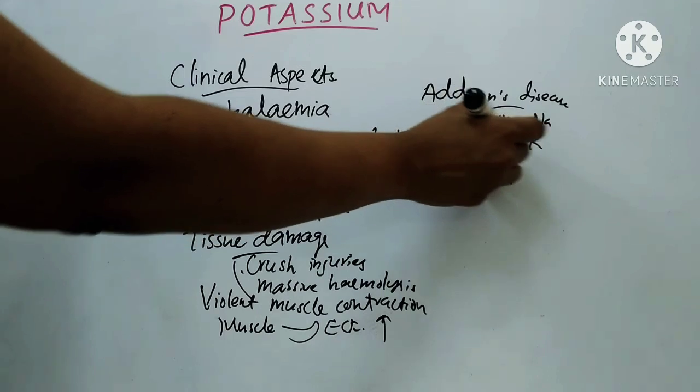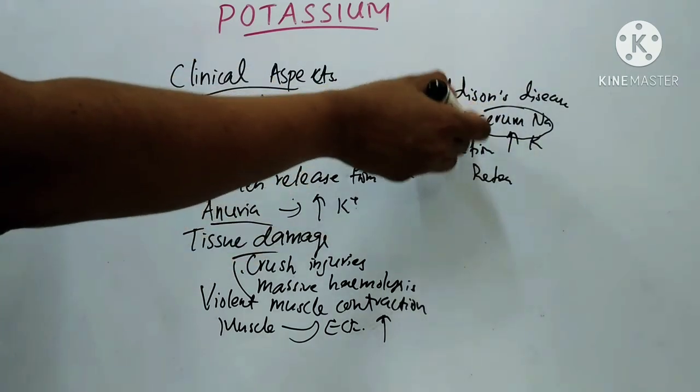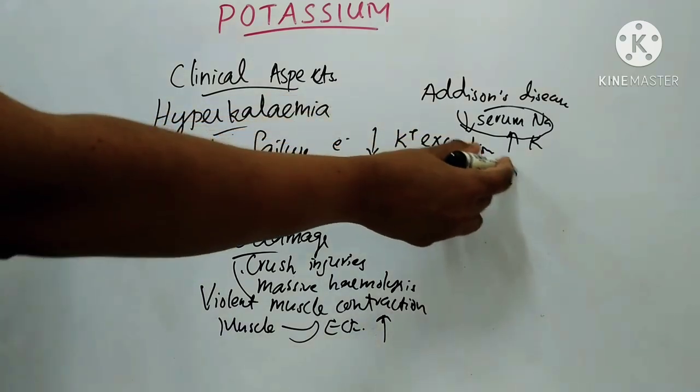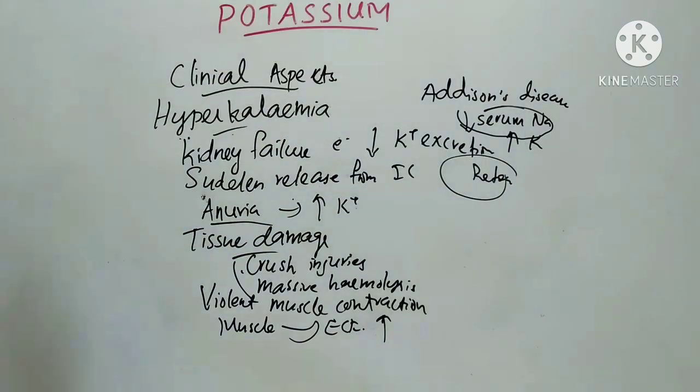Here, there is increased loss of sodium, so decreased serum sodium, and there will be retention of potassium. So there is increased serum potassium in Addison's disease.